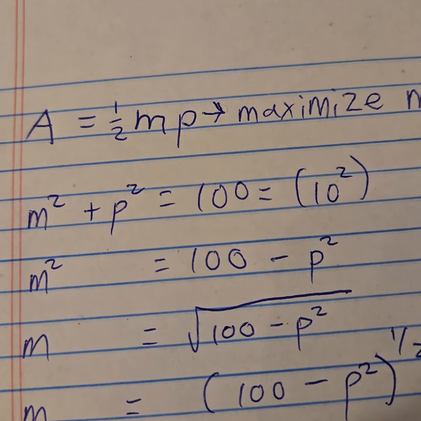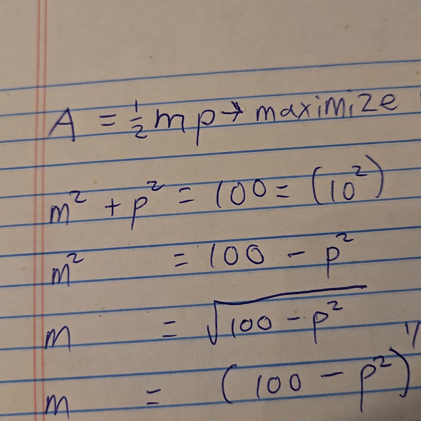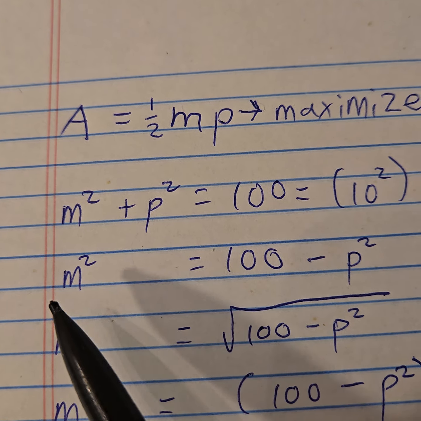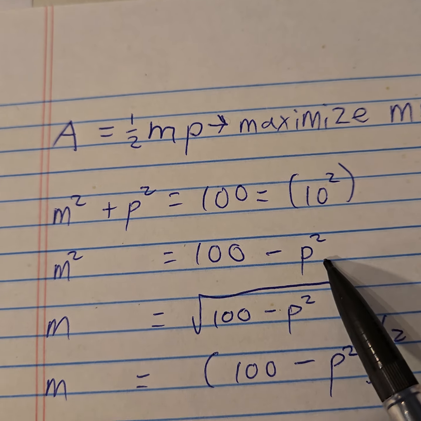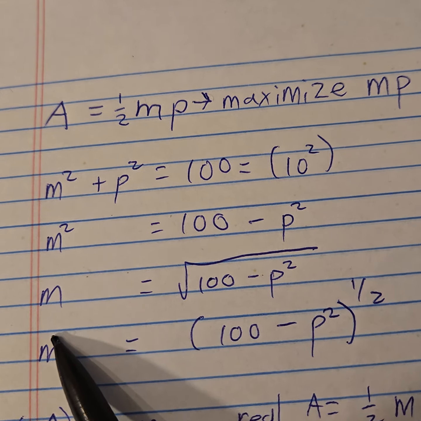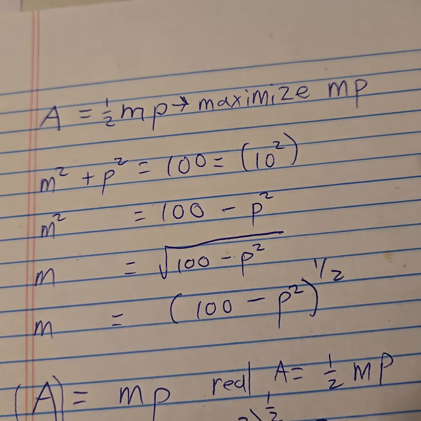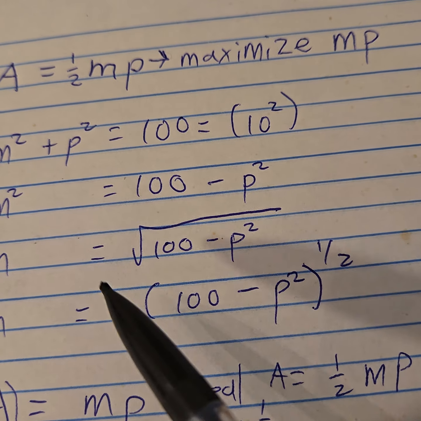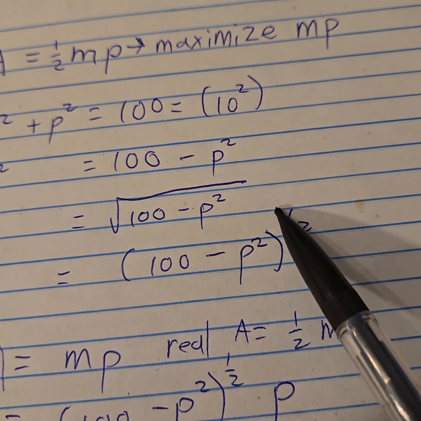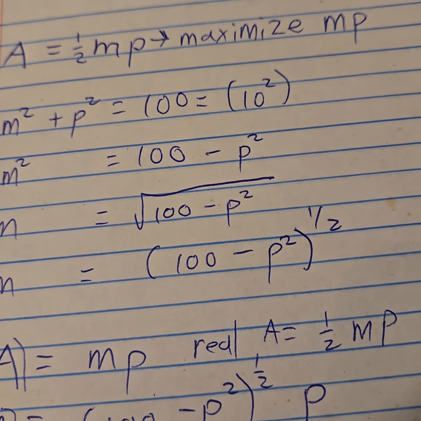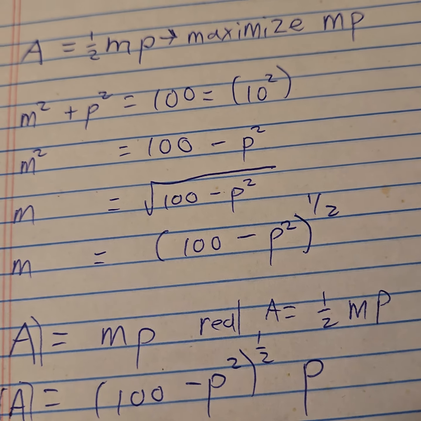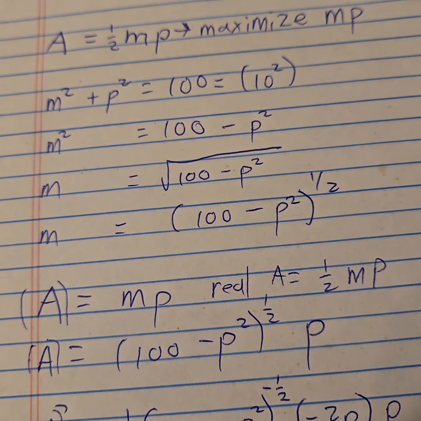And now we're going to isolate m or p. Just by random, I chose the m. So m squared is 100 minus p squared. So m is the root of 100 minus p squared. If I root the left, I root the right. And instead of writing a root sign, I wrote it to the power of a half. It means the same thing, but for calculus, that will be easier to work with.